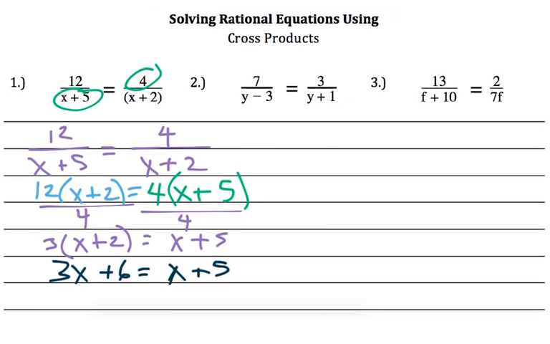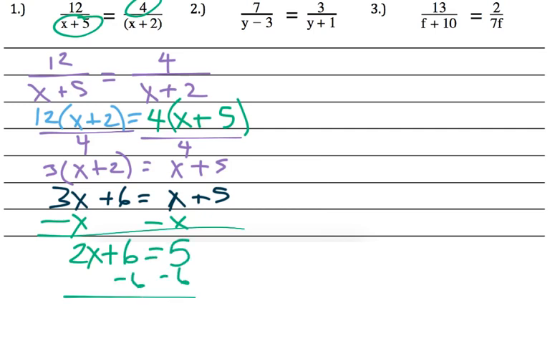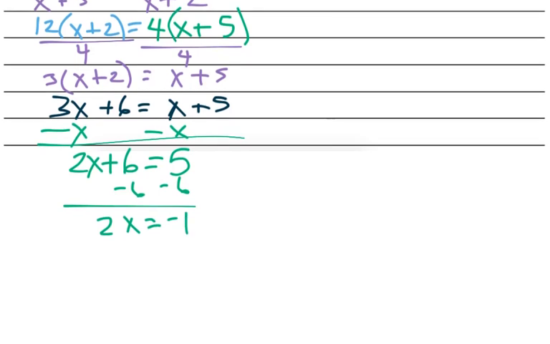So here's 3x plus 6 after I distribute the left, is equal to x plus 5. And the weird thing is that even though this was a rational function, I'm just solving an equation to the first degree. So I'm going to have 2x is negative 1. And I don't think I need to show division here. I'm just going to write x is negative 1/2 and box it.